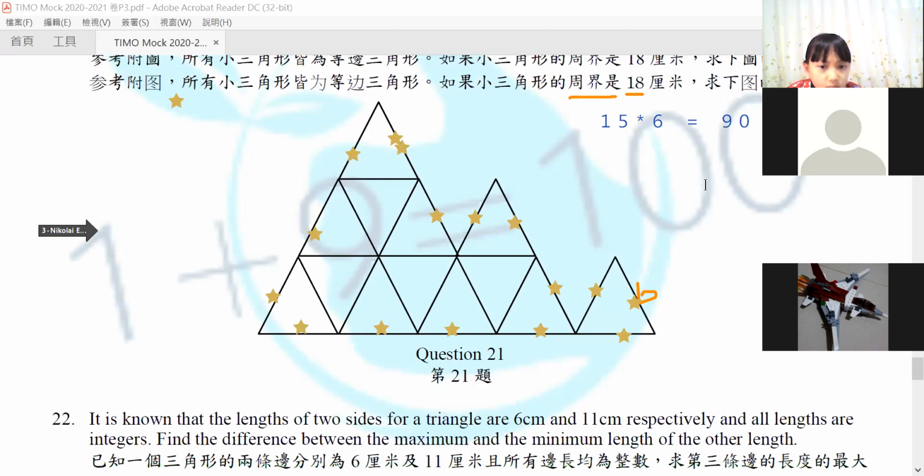Just like that. You just count out how many sides, like what I do in here. You just count all the sides, because all of them form the perimeter of the big diagram, the bigger one. Each small side is a line segment of length 6, right? So there's 15 of them. So it's 15 times 6, it equals 90. Not 60, it is 90.